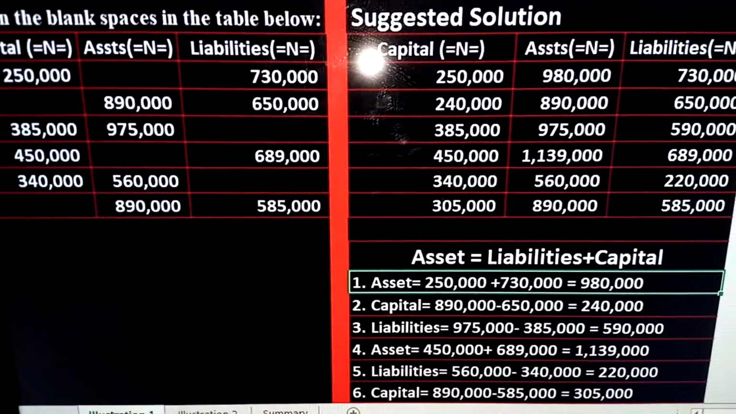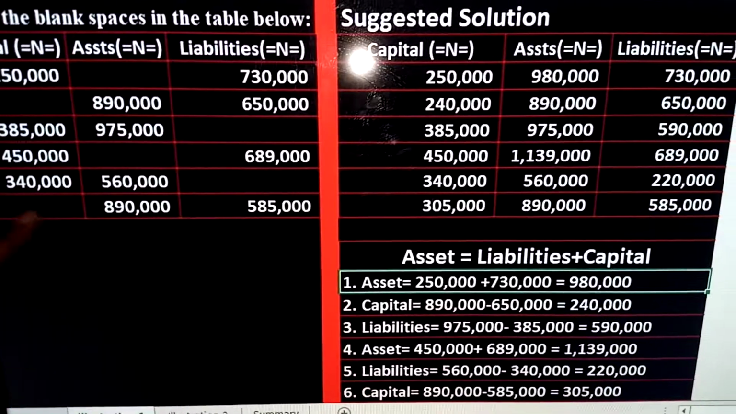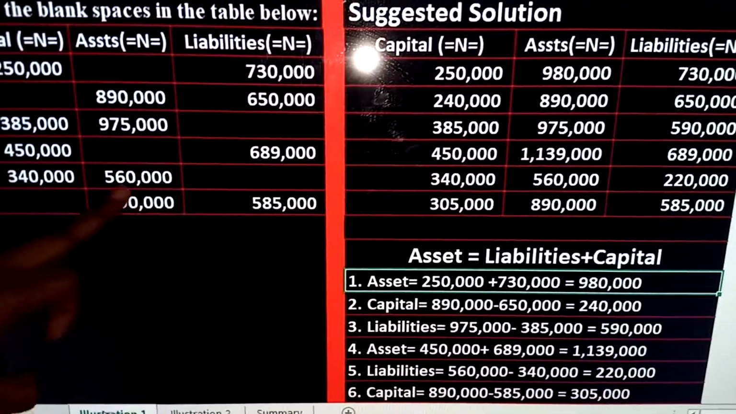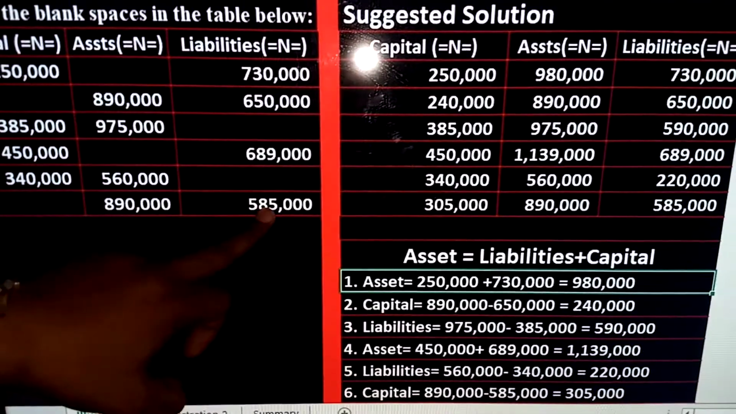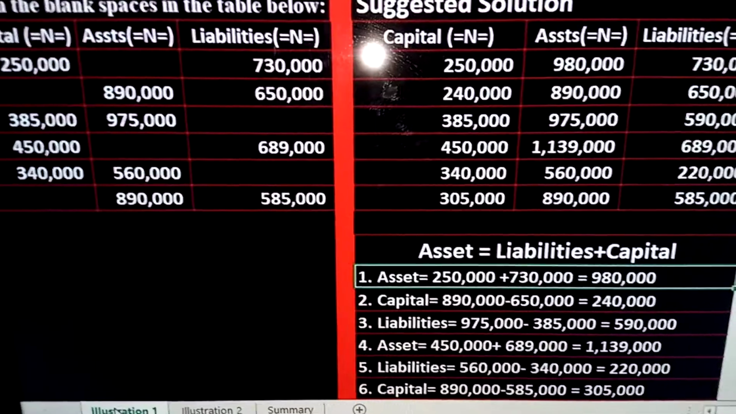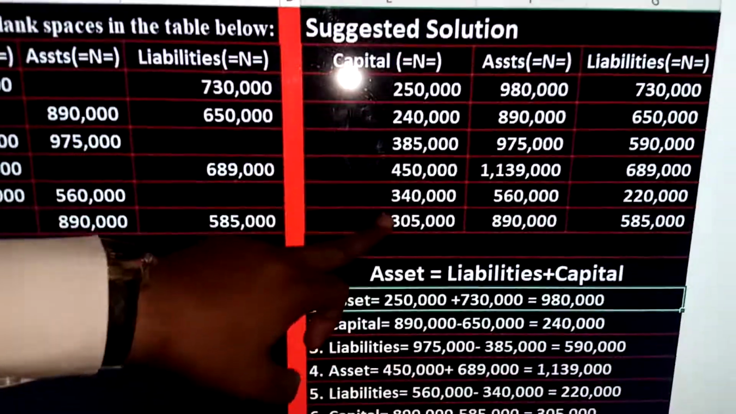The next one, we have asset, we have liability, we don't have capital. Capital is what? Asset minus liability, which is 890 minus 585,000. That gives us 305,000.